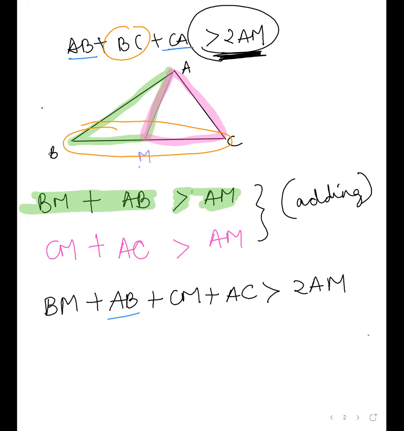BC is what we are supposed to find, but over here we don't have BC, right? We had AB, we had AC. We don't have BC. So how will we find BC? Hiba, BC over here, just look at the triangle. This is BC. It is made up of which two parts? BM and CM.